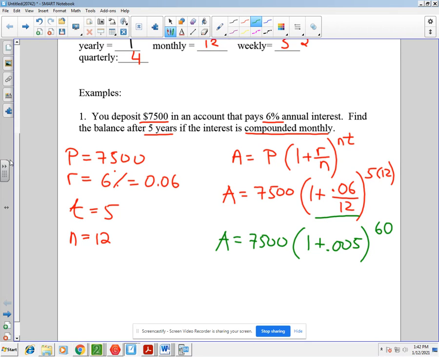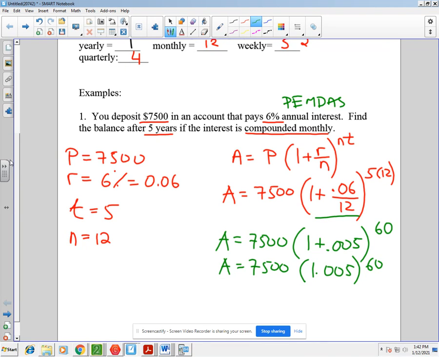Again, if you look at the word PEMDAS, I have to still continue with parentheses. So now I will add 1 and 0.005. So A is equal to 7,500 times, and 1 plus 0.005 is basically 1.005, to the 60 power. Now, you need to have a calculator that can do exponents.